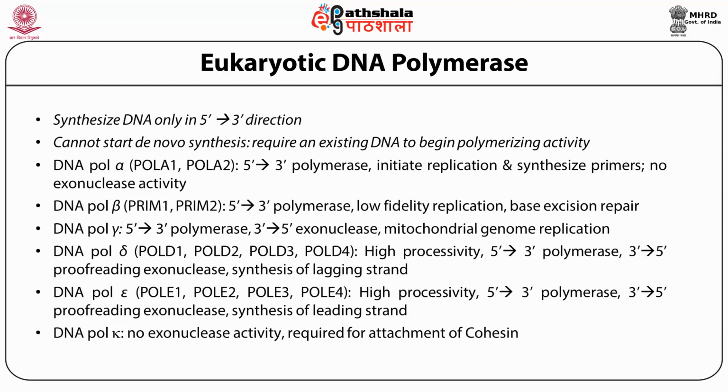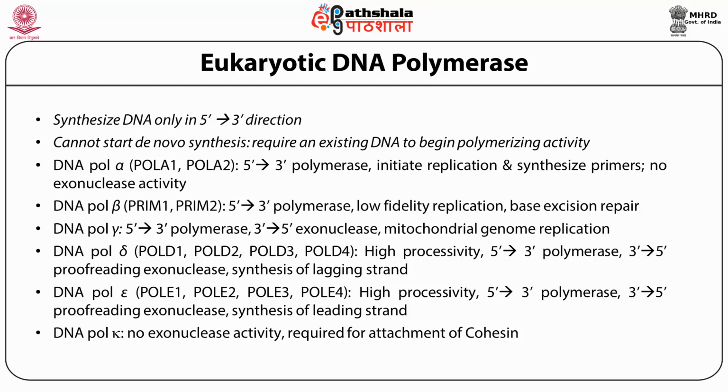DNA polymerase happens to be the single most important enzyme in terms of DNA replication, be it prokaryotic or eukaryotic system. Of all the known DNA polymerases, two features remain consistent. The first, polymerizing ability only in the 5' to 3' direction, and lack of de novo synthesis ability. That is, these DNA polymerases invariably require an existing DNA strand to begin the polymerizing activity. In eukaryotes, at least 6 different types of DNA polymerases have been discovered.